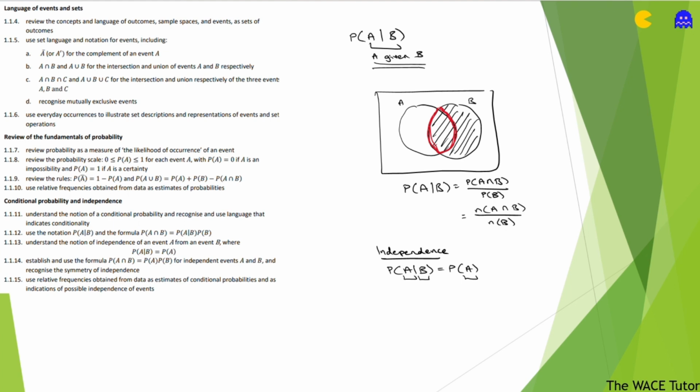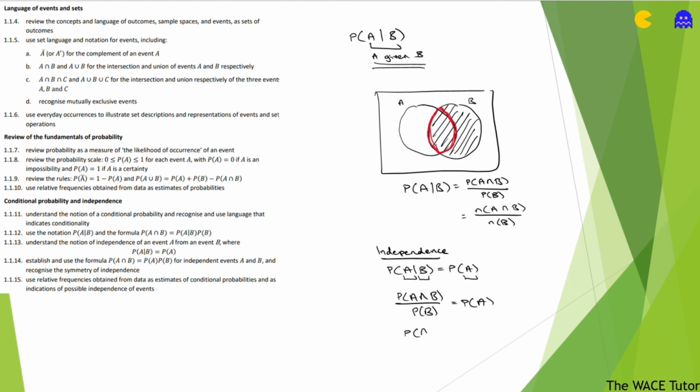If we recall that the mathematical definition of a conditional probability is the probability of A intersect B divided by the probability of B, we can rewrite this equation as the probability of A intersect B divided by the probability of B equal to the probability of A.